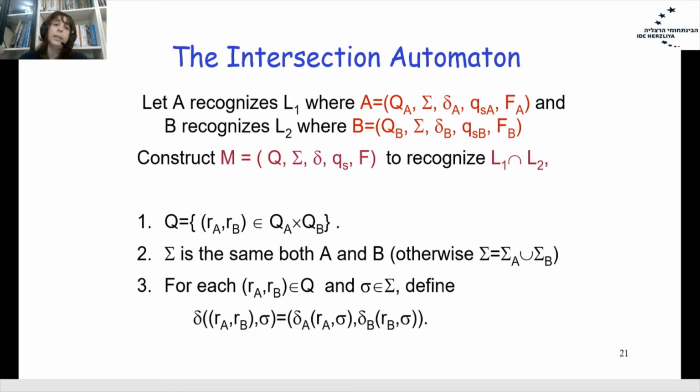The transition function will be the same. We will start from a state, which is actually a couple of states, RA, RB, and we will have some input letter sigma, and we will have to decide where we move from RA, RB on sigma. To decide, we check where we move in automaton A, delta A of RA, sigma, and where we move in automaton B, delta B of RB, sigma. And then we will have a couple of states, which is actually our transition. Okay.